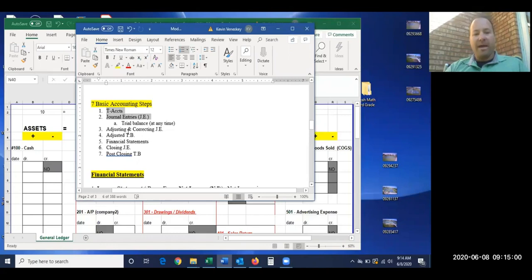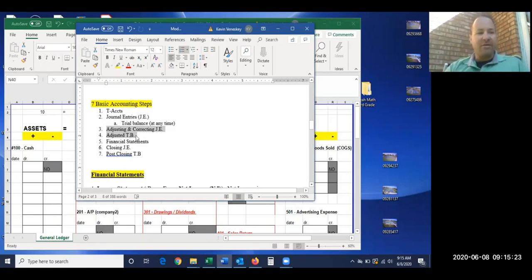And then we come down and we do these next 2, usually at the end of the month, perhaps even as long as the end of the year, depending on how big the business is. We're going to do adjusting or correcting entries, and then we're going to make an adjusted trial balance. So we're going to do these once we get into week 2 of this class.